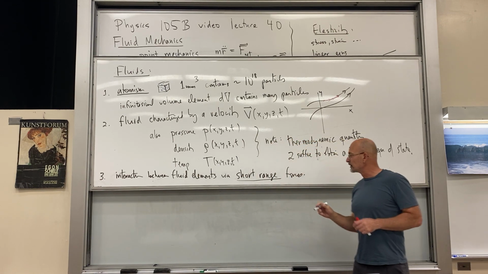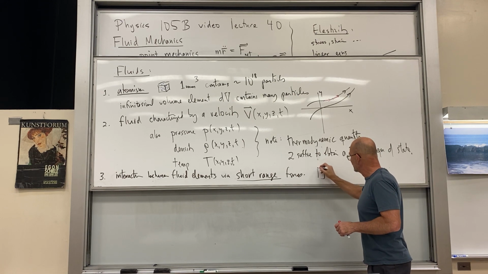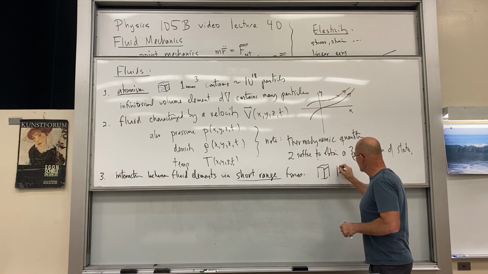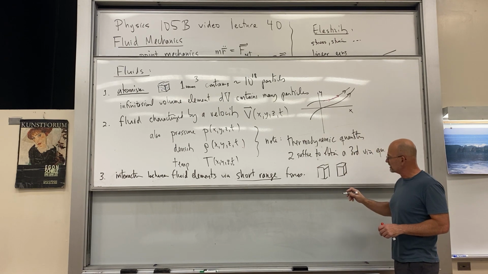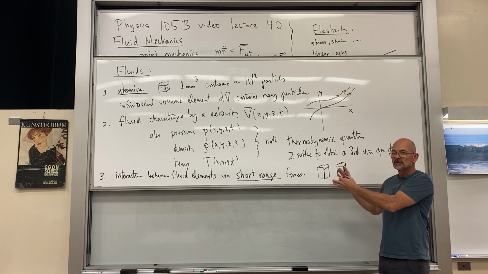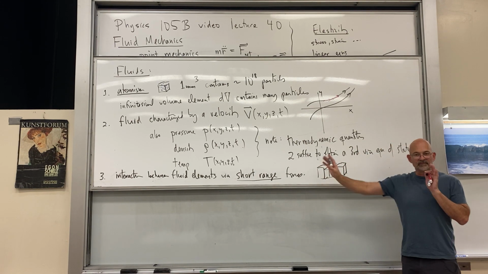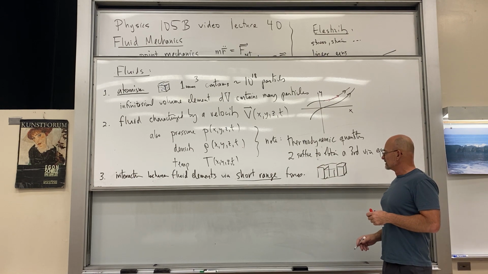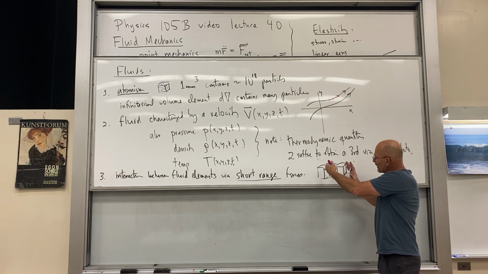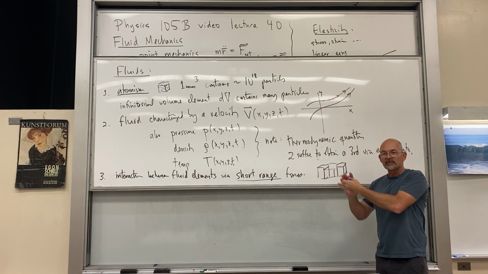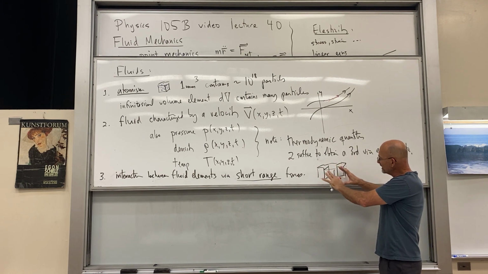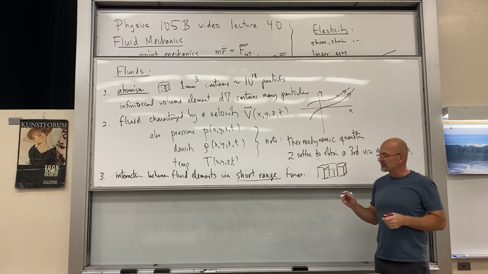If you have two fluid elements, I'll just draw a square, a cube, and they're actually adjacent to each other, so they're pressing up against each other. Put a third one in here. You guys draw a better picture. Then they're interacting via their surfaces. So if you have an element, you have the interaction via the surface.